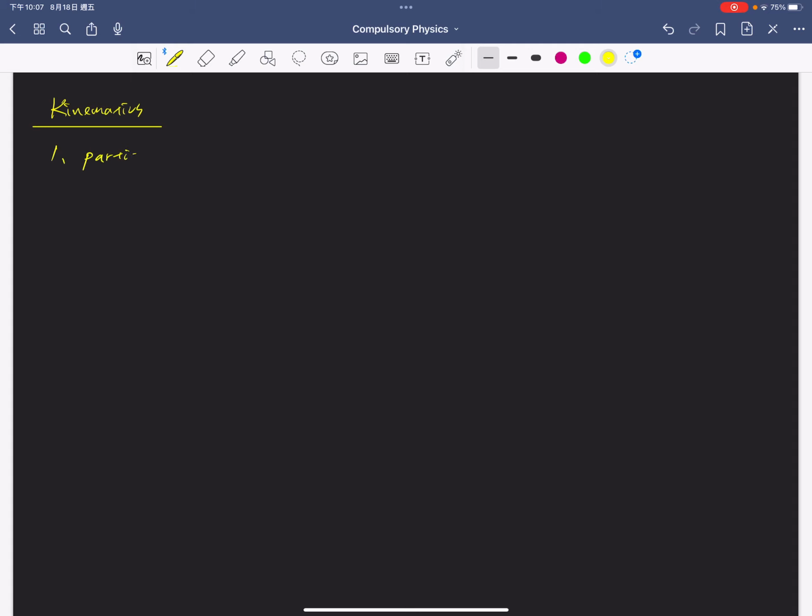Actually, we often use particles to stand for an object. For example, if you see here, this is a rectangle. However, in physics, we only consider it just a point. So we use a point to represent it as a particle.